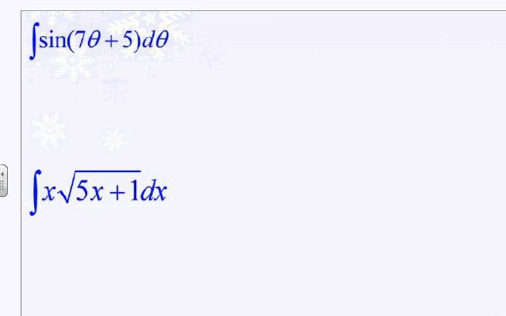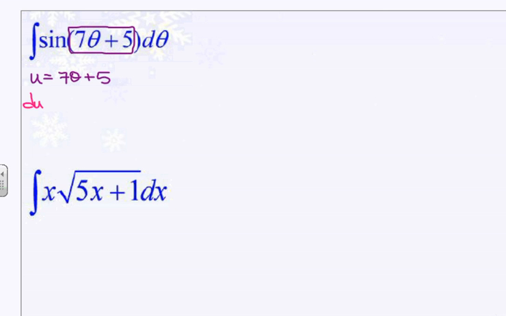Okay, so next one, and this will be the last one for this video. Last one, we have the integral of sine of 7 theta plus 5 d theta. This one's just a little bit different. When you look at the problem, again, what is the part that you want to be your u? It should be an inside function. Our inside function here is going to be the 7 theta plus 5. So u equals 7 theta plus 5.